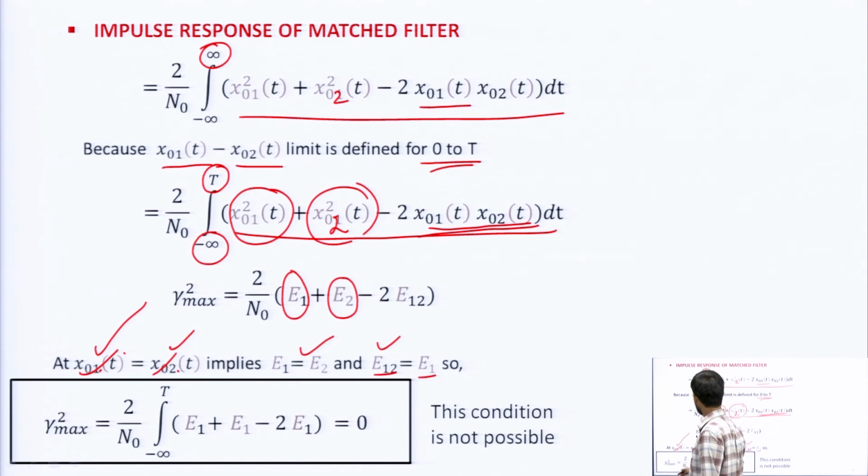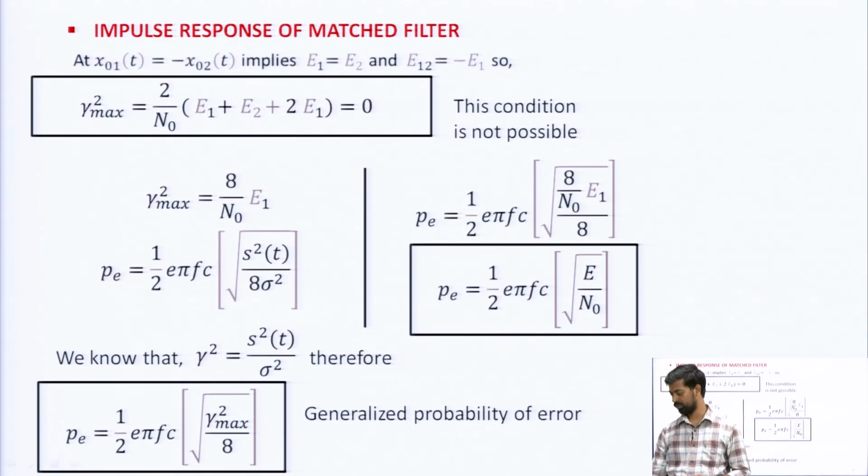So, gamma maximum square equals how much? 2 by n naught, integration from minus infinity to t of x naught 1 square of t is nothing but E1, minus 2 times E1, so this is 2E1 minus 2E1, which cancels out, so it is 0. So, SNR equal to 0, this condition is not possible.